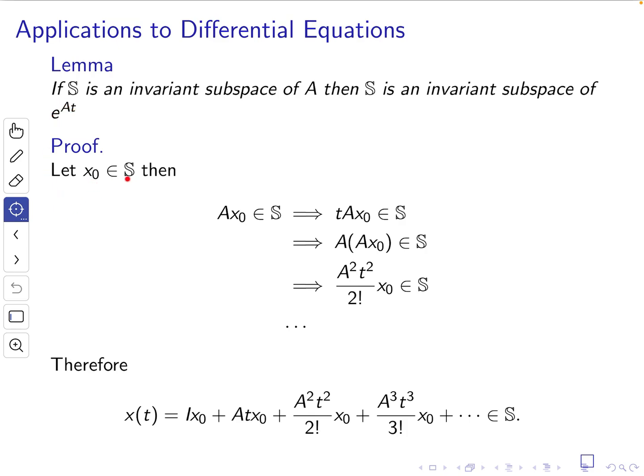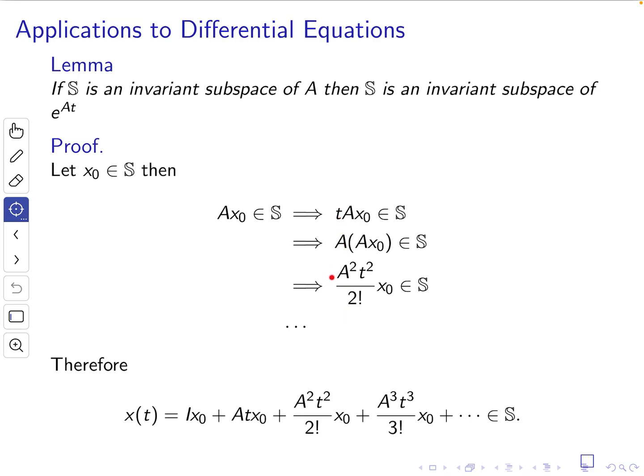So let the initial condition be in S. We're just going to prove this statement. S is invariant for A, so A x naught is also in S. And of course, we can scale it by our time, that's also in S. And since this is in S, and S is A invariant, we can multiply again by A. So we get A squared x naught is in S. And of course, we could scale it by t squared over 2 factorial, that's still in S. So we can just continue this down.